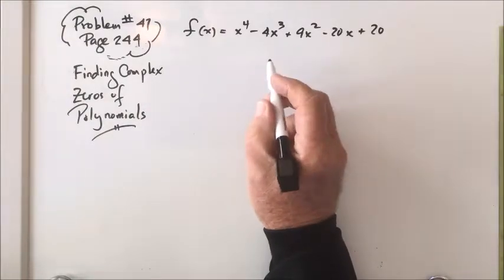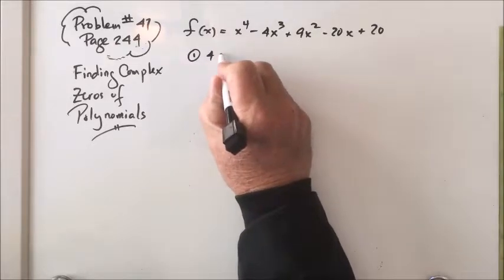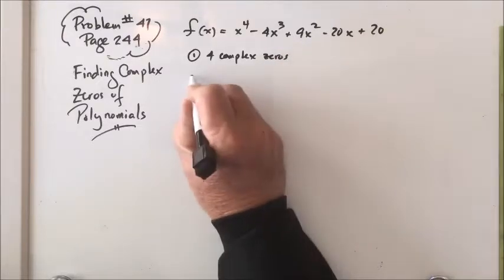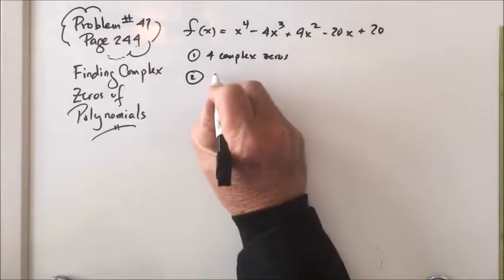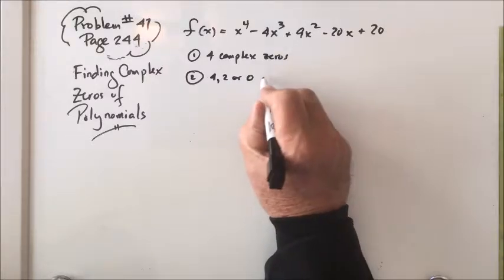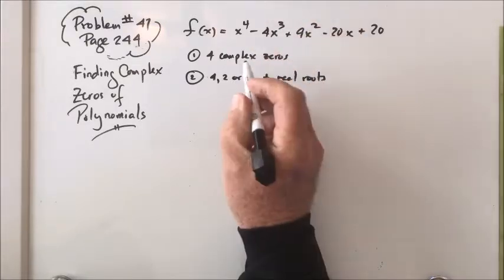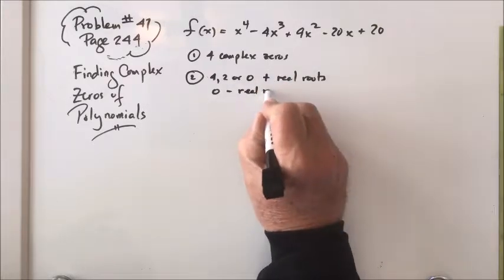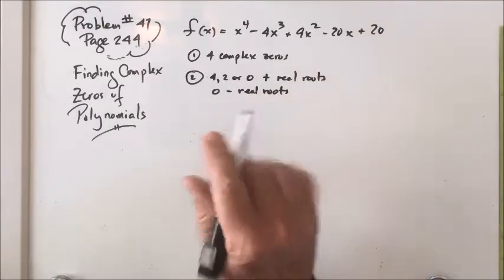Fourth order polynomial. So I'm looking for 4 complex zeros. If I run through Descartes' rule, there are 1, 2, 3, 4 sign changes, so there are 4, 2, or 0 positive real roots. And that will then tell you, without even doing it, that there are 0 negative real roots. So this is one of the occasions that Descartes' rule helps quite a bit, because we're not looking for any negative numbers when we take this next step.